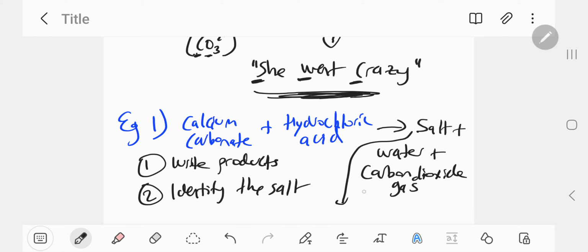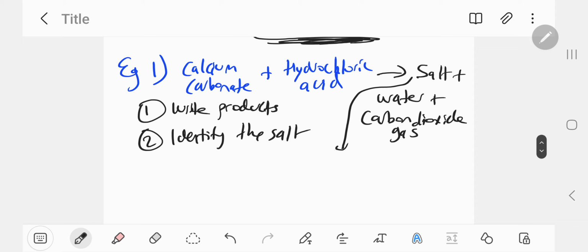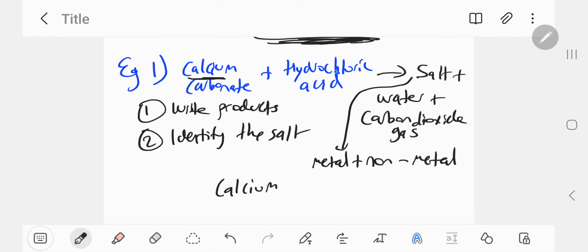It's the same as before. Salts are ionic compounds by definition, made of a metal and a non-metal stuck together. Eyeballing the equation above, where do you see the metal? The metal is calcium, not carbonate. Carbonate's a non-metal, made of carbon and oxygen. The non-metal comes from the acid, which is chloride. Chloric becomes chloride, and that's your salt.